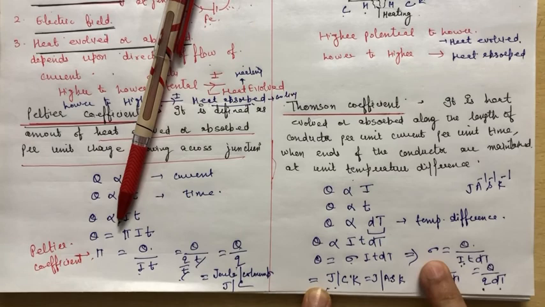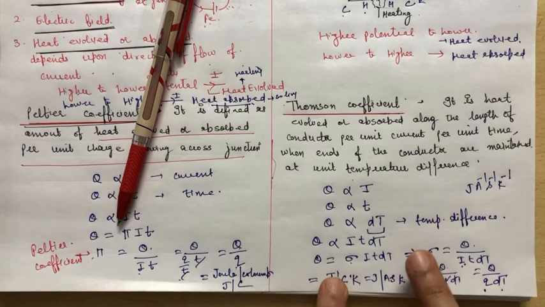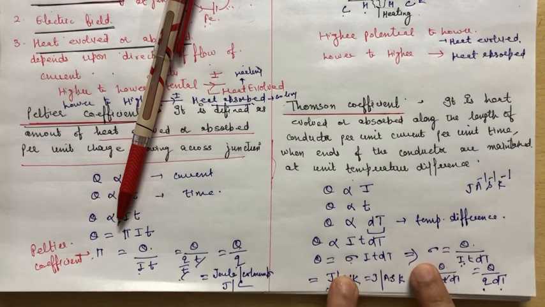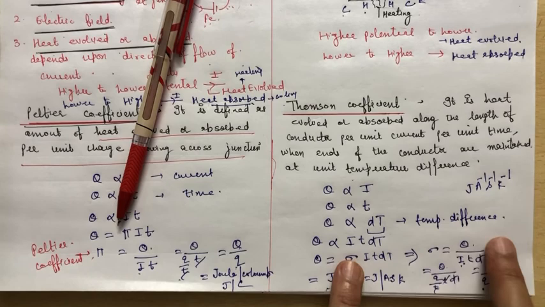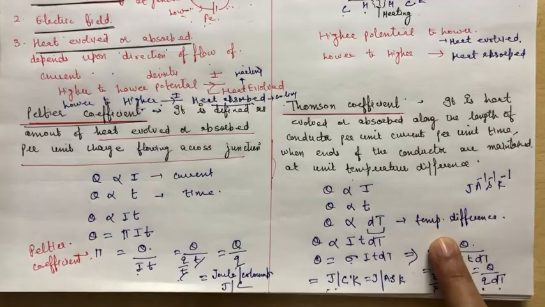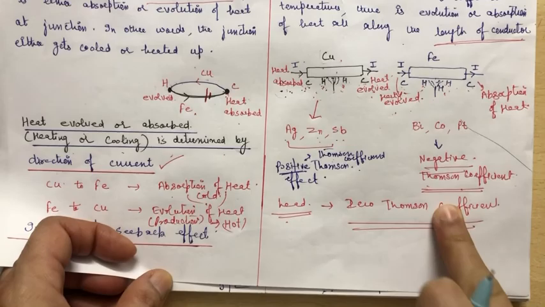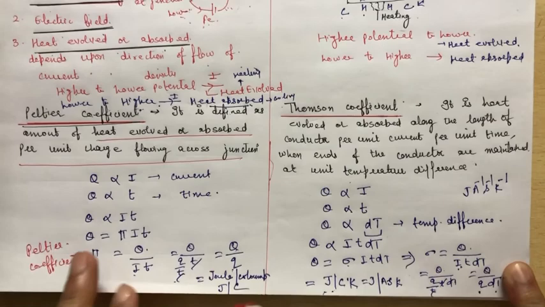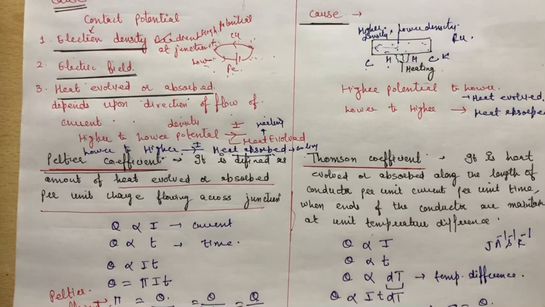The Thomson coefficient is a function of temperature, and it can be positive, negative, and even zero. It is positive for metals like copper, silver, antimony. It is negative for bismuth, iron, cobalt. And for lead, it is zero. So I have explained the Thomson coefficient and the Peltier coefficient. Thank you very much. So at the end we can say that the Seebeck effect is a resultant of the Peltier effect and the Thomson effect. Thank you.